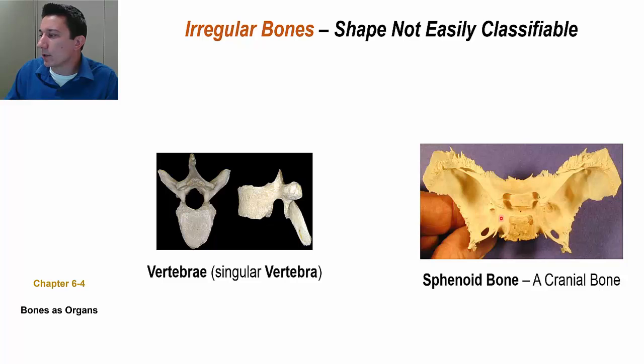And this bone here, which doesn't look particularly familiar from the skeletal point of view, is called the sphenoid bone, which is actually a cranial bone. This is one of the cranial bones that is not considered a flat bone, but as you can see, it has these very elaborate wing-like processes that come off of it, and it's a very complex shape for a bone. So this is one example of an irregular bone. Now these aren't the only two examples of irregular bones, but they give you a good idea of the types of shapes that you'll encounter in this category.